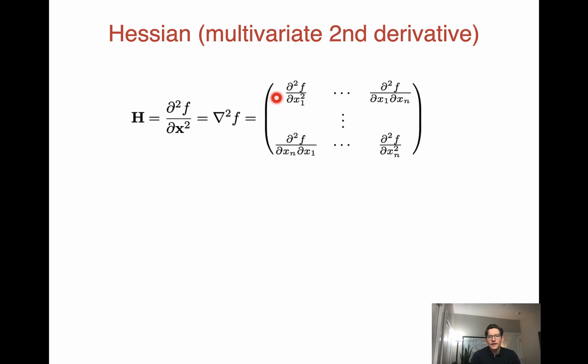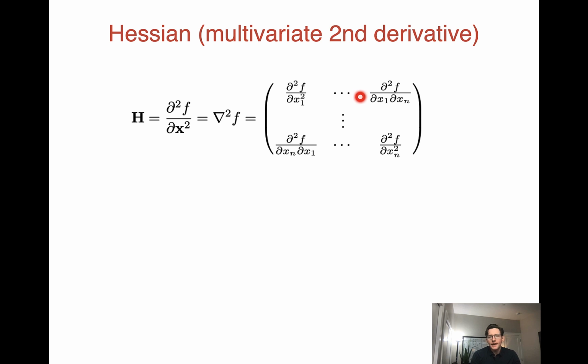The diagonal entries are the second partial derivative of the function with respect to each variable. So second derivative of f with respect to x1. Same thing across the whole diagonal. So the bottom right entry is second derivative of f with respect to xn. The off-diagonal entries are the following: the derivative of f with respect to x1, and then the derivative of that with respect to xn. So it's the second derivative with respect to two different variables.